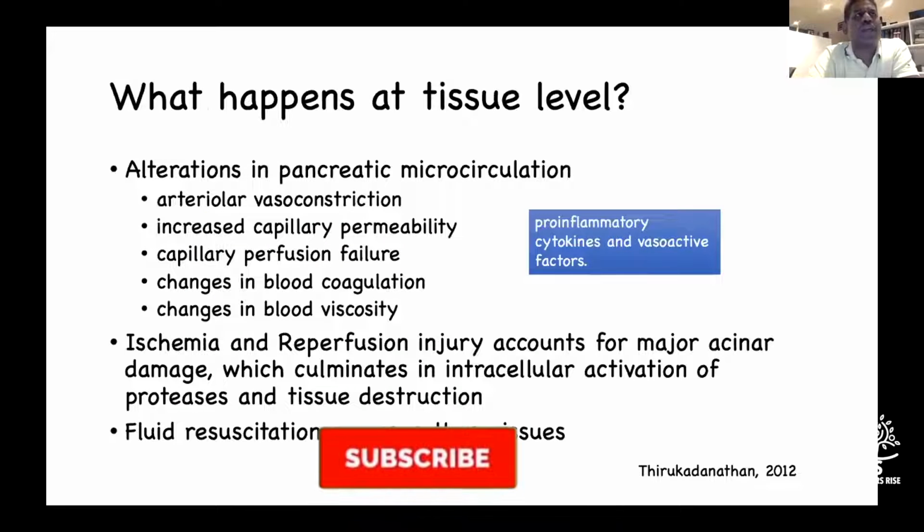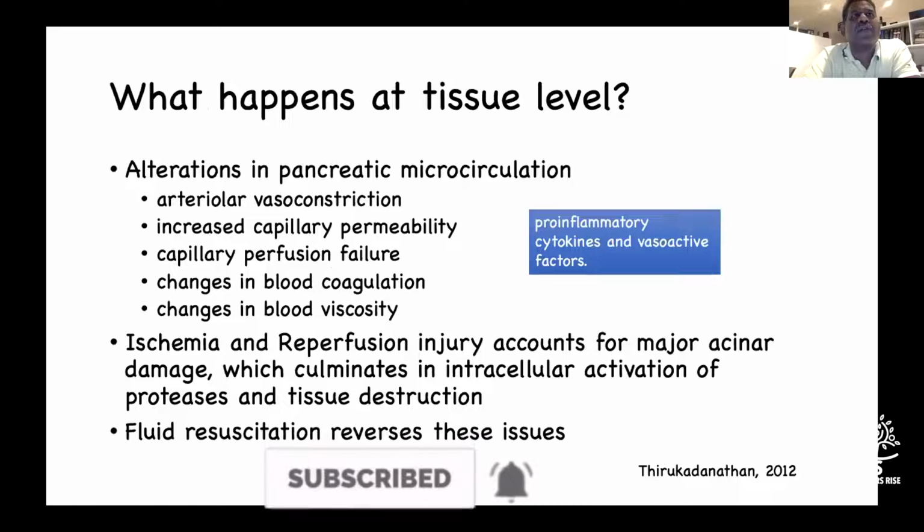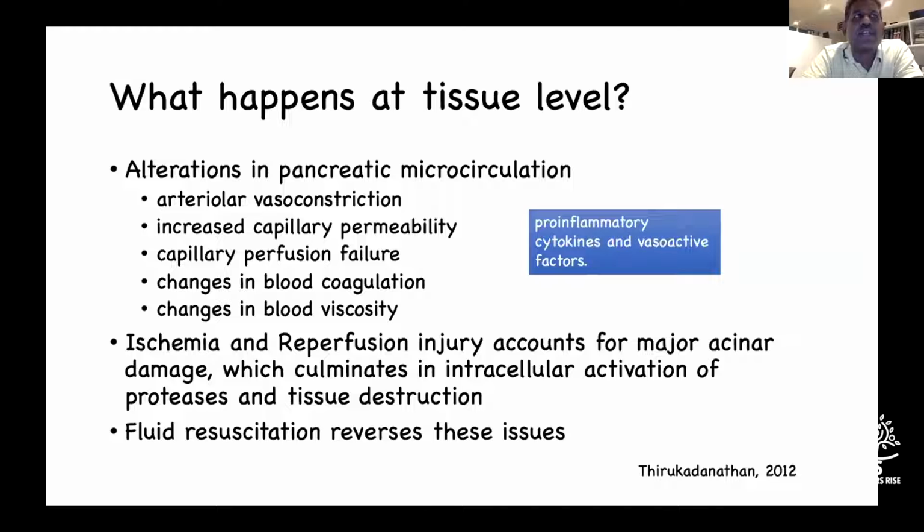So in acute pancreatitis, what exactly happens when the fluid loss happens? There is a lot of alteration in the pancreatic microcirculation. We've always seen that the pancreatic microcirculation is very fickle, and if the blood becomes thicker, the flow through those small microcapillaries is extremely slowed down. The alteration in the microcirculation of the pancreas is because of arteriolar vasoconstriction, increased capillary permeability, capillary perfusion failure, and changes in blood coagulation and blood viscosity.